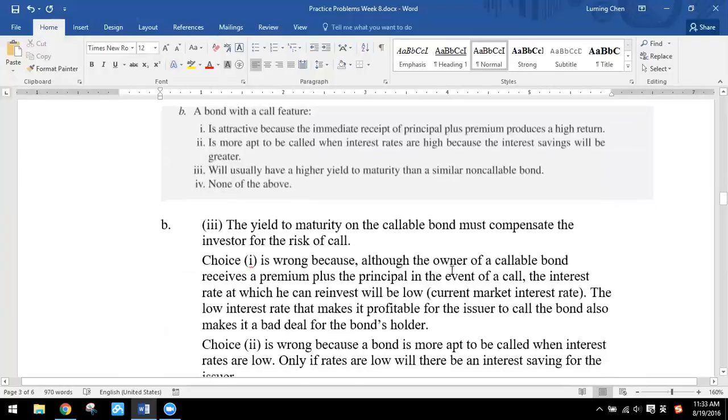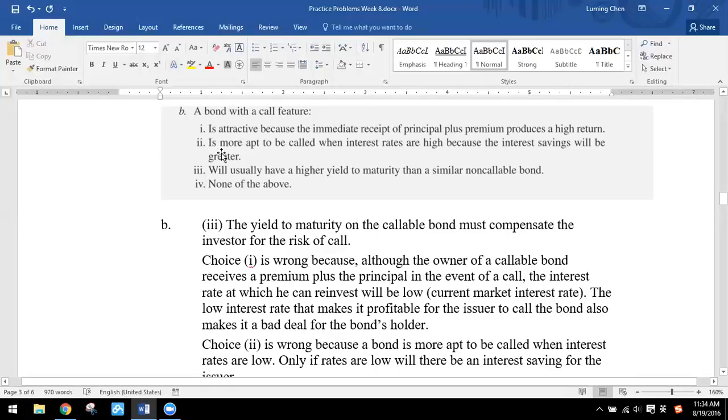Number 6, a bond with the call feature, number 1, is attractive because the immediate receipt of principal plus premium produces a high return. Well, this is not so attractive because although you get compensated from the price, when the bond is called and the borrower pays back your money, the market interest rate must now be low, because otherwise the borrower will not call back the bond. So the rate at which you can reinvest will be low. So it's not that attractive from the price-wise.